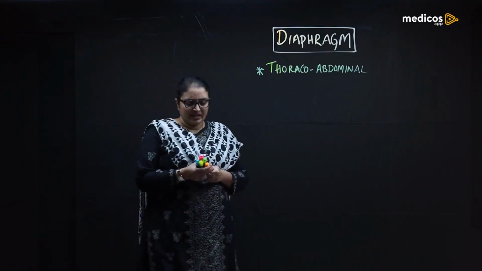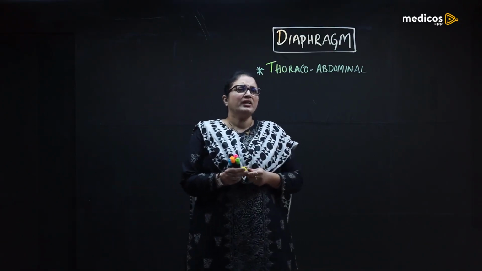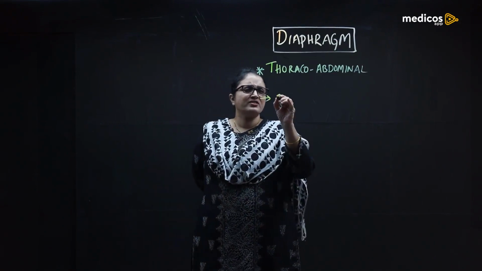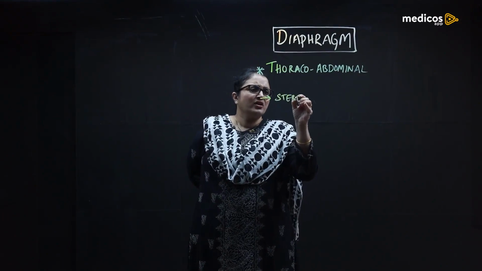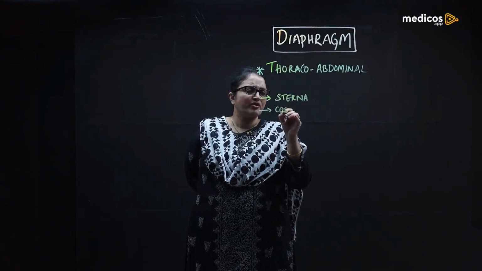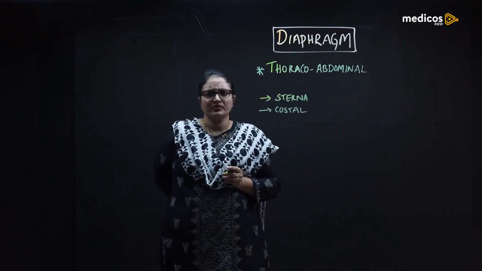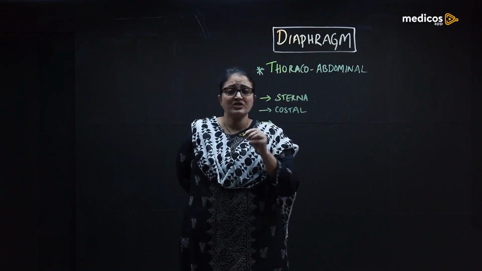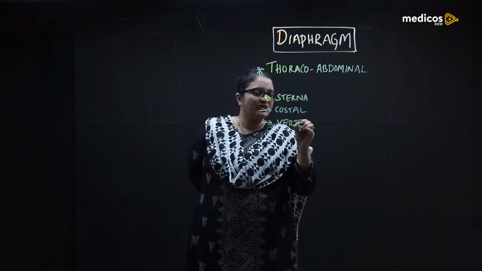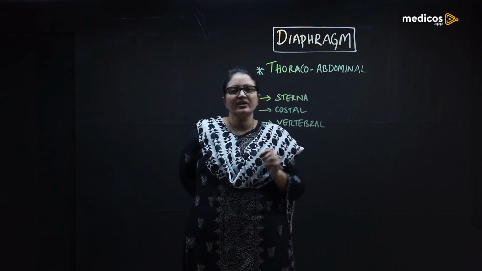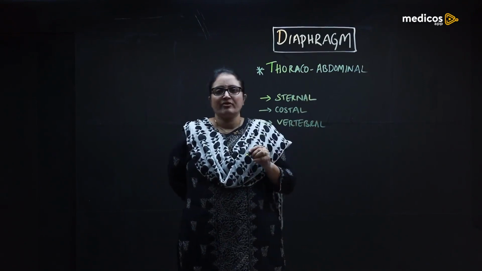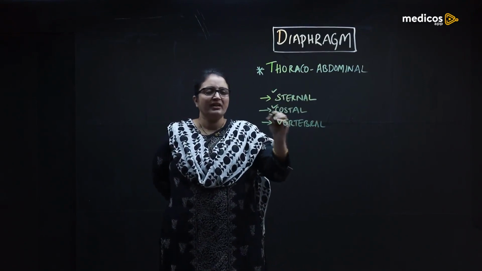The origin of the diaphragm can be divided into three. It takes its origin from the sternum, so you can say sternal origin. Then it takes its origin from the ribs, so costal origin. Then it takes its origin also from the vertebrae, so you can call this vertebral origin. So there are three origins for the muscular part of the diaphragm: sternal, costal and vertebral.